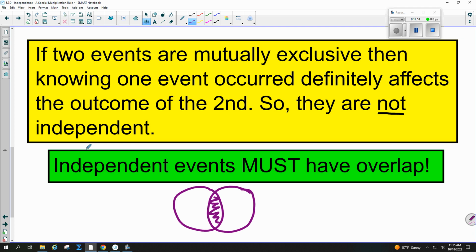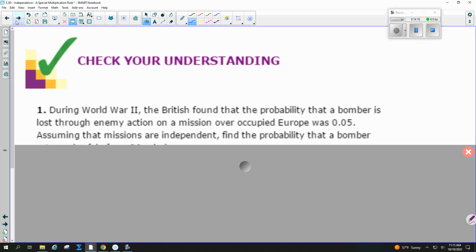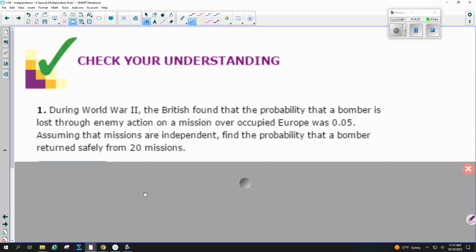All right, you guys. During World War II, the British found that the probability that a bomber is lost through enemy action on a mission over occupied Europe was about 5%. Assuming that missions are independent, find the probability that a bomber returned safely from 20 missions. All right, we've got some dark examples today. Challenger example and World War II.